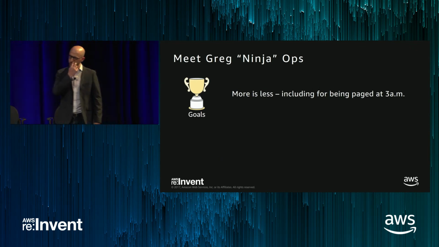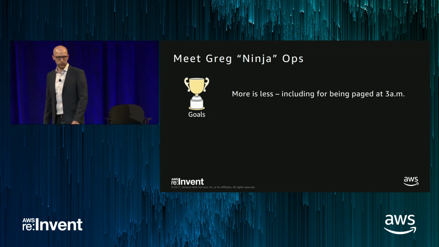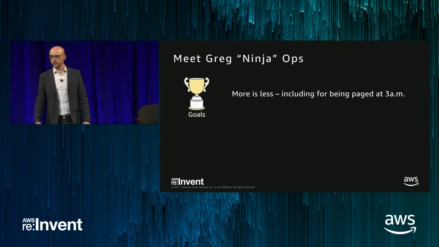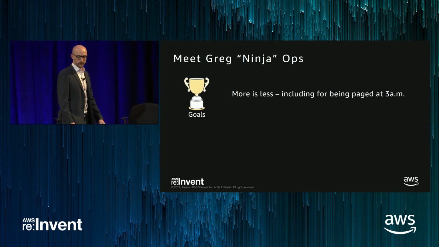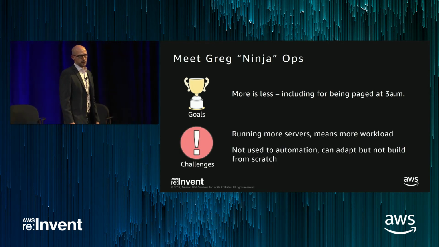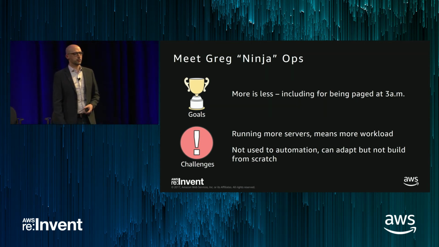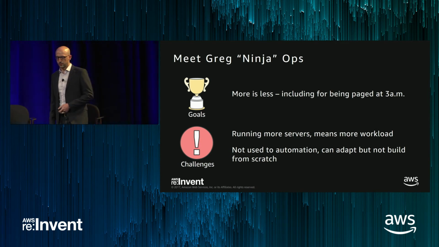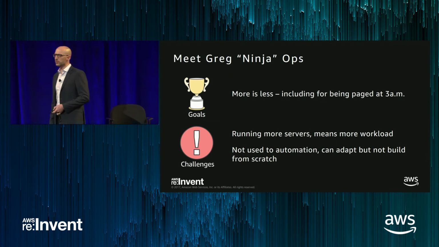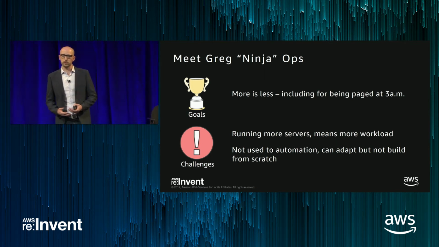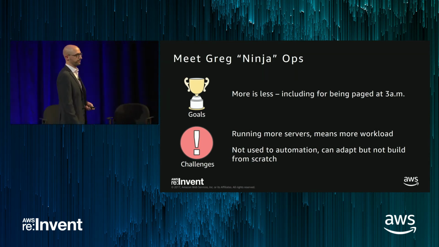So he has a goal, though. He wants to do less, because he's somebody who is very busy. He gets paged at 3 in the morning, and he wants to avoid that. He wants to make sure that it's running smoothly and stably, without having the pager ringing at 3 a.m. when it's not. Whenever we start to run a new system, he thinks, oh no, it's more servers that I need to operate. So it's more workload for him, so he's not very excited about it. And he's not really used to automation. He's more somebody who can script, can do bash scripts and this kind of thing, but it's going to be hard for him to start something from scratch.